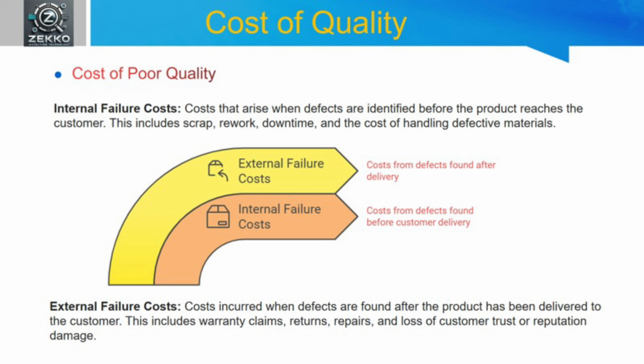Now we will come to the topic of cost of poor quality. We have finished cost of good quality. Now we will start with cost of poor quality. Here there are two factors involved: one is internal failure cost and one is external failure cost. Generally, internal failure costs are those costs which arise when defects are identified before the product reaches the customer. So these particular costs are basically scrap, rework, downtime, and cost of handling defective materials.